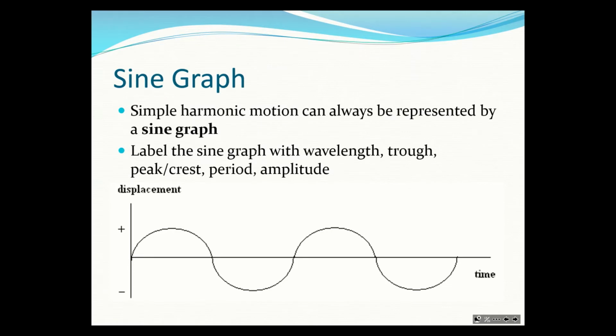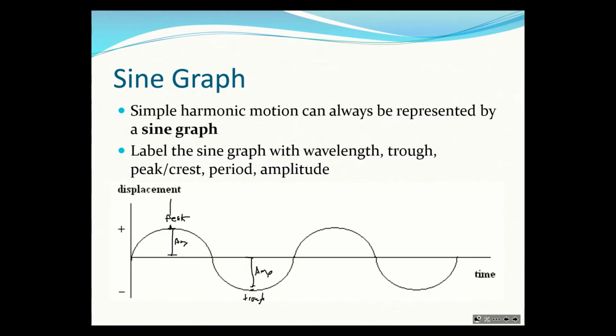So let's label the easy ones first. So this is my peak or my crest. This is my trough down here, right? And then my amplitude is right here, right? And you can measure my amplitude. It's always measured from my equilibrium position, but it's either from peak to equilibrium or trough to equilibrium, and you can see that they're the same.